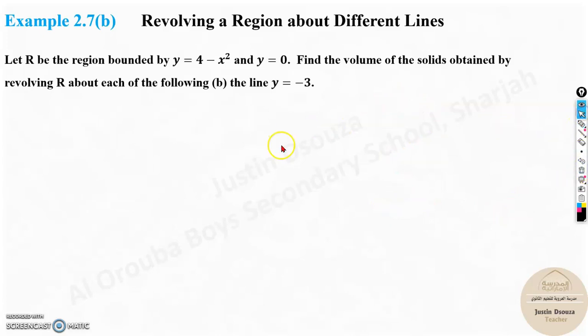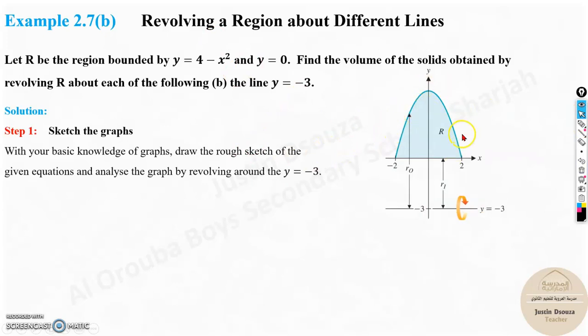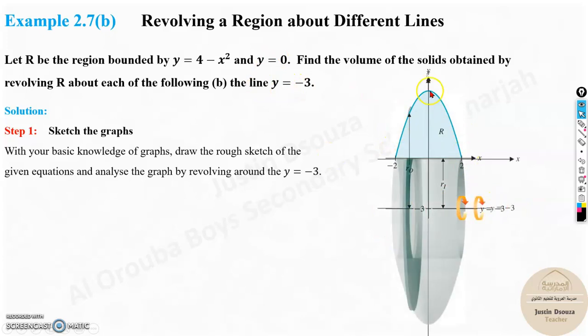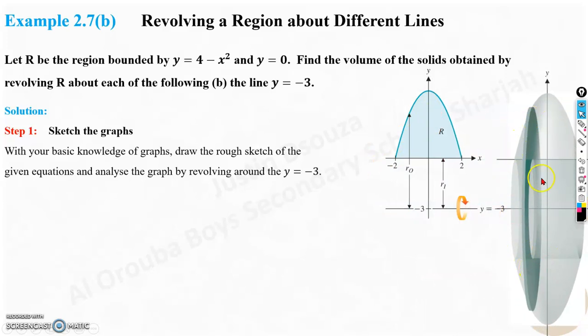But now look over here. When we graph that, we just now did it, right? We saw the graph over here. But you're revolving about minus 3. So this will be the equation. See, this is the hollow region. We just need the solid part. It's like a washer now. What can you do? It's very simple.